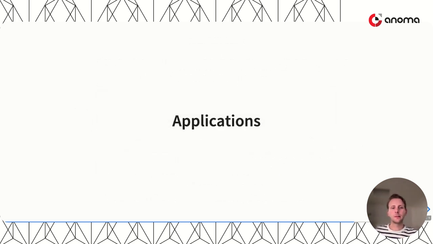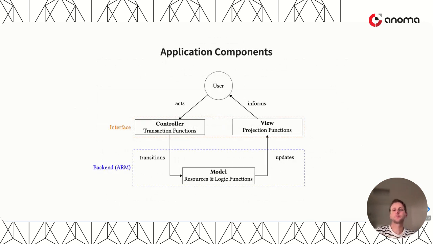Right, so lastly, there's another section that we can now look at: applications and what the components of applications are. This is shown in this diagram, where at the top we have a user that interacts with an interface that is then interacting with a backend, and we have three components being part of the backend and interface.